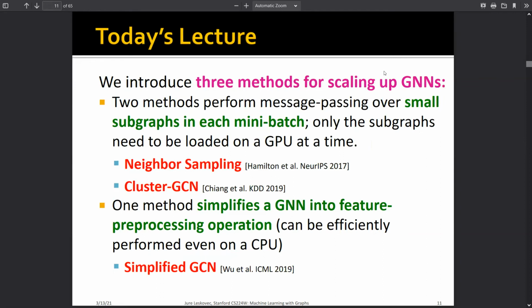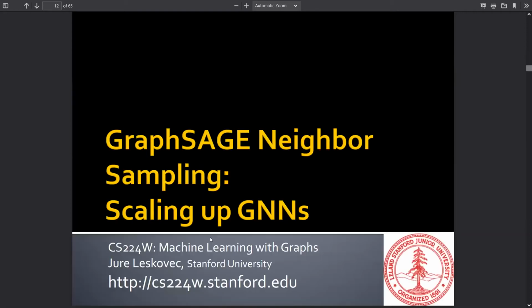Three methods for scaling GNNs: neighborhood sampling, Cluster-GCN, and simplified GCN. So these are the three things we'll talk about in the lecture. Okay.